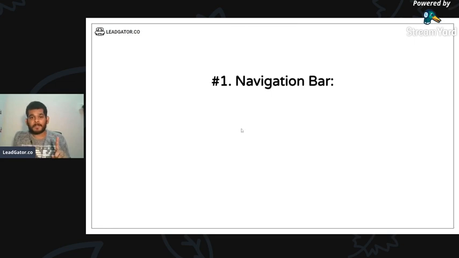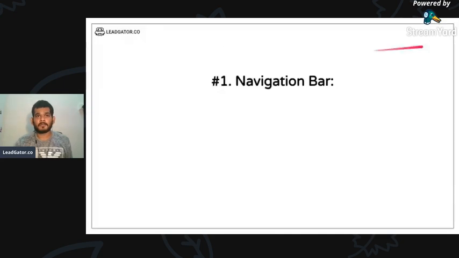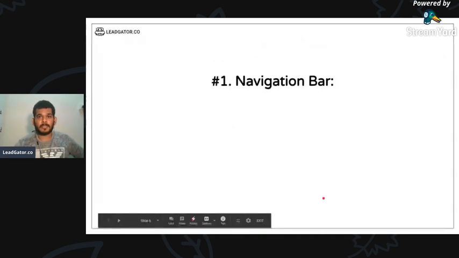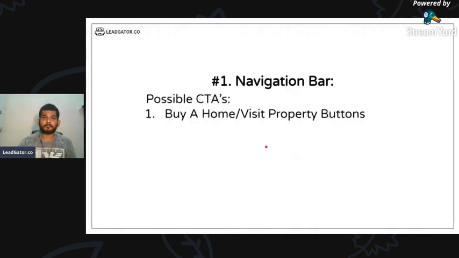The first thing is the navigation bar. I hope you understand what the navigation bar is. When you go to any website, the top slab which shows the logo and the menu bar, which you can use to navigate through the website, is what we call the navigation bar. And in that navigation bar, what possible CTAs can you use? First, you can deploy buy a home or visit property buttons.